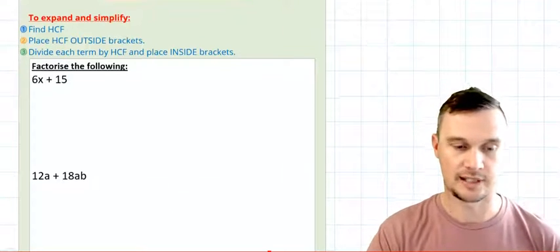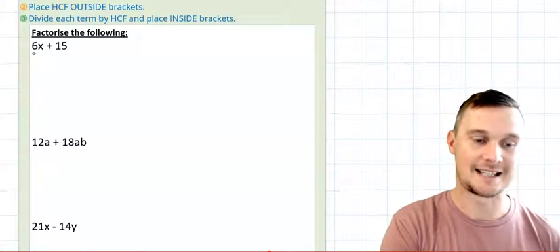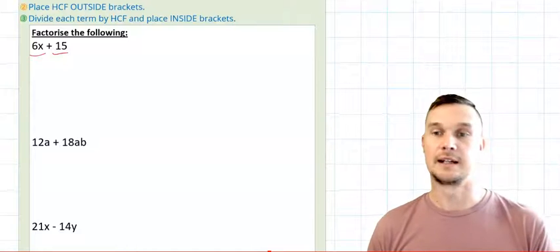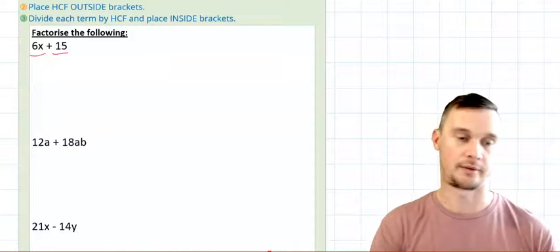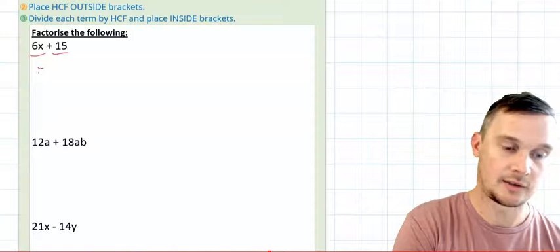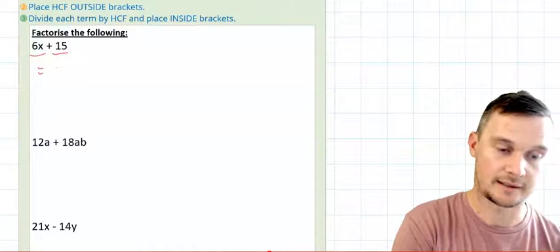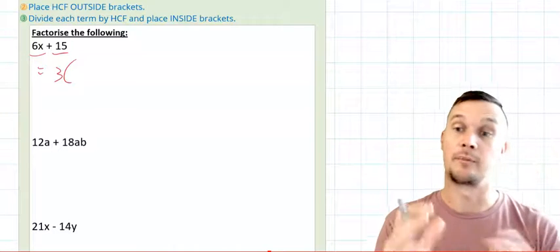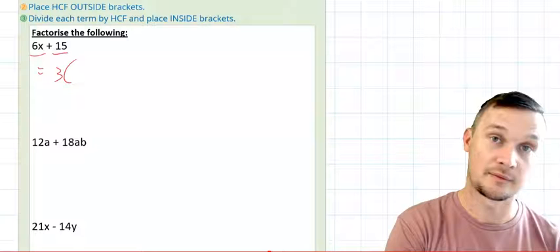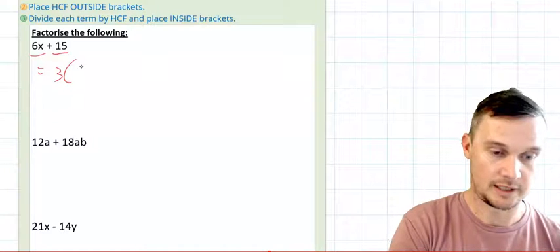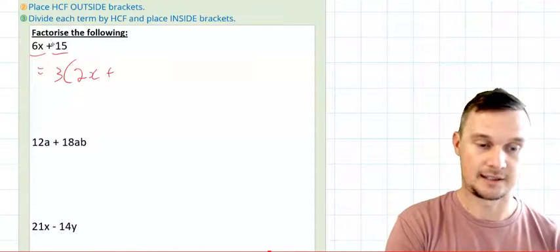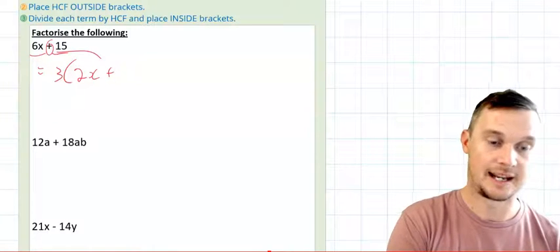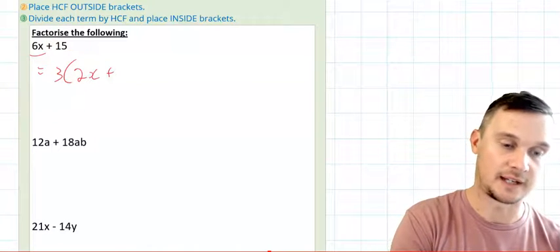So let's do some actual examples now. We've got 6x plus 15. Their highest common factor here will be 3. They can both be divided by 3. So the 3 goes on the outside of the brackets, and then I'm going to divide both terms by that number. So 6x divided by 3 will be 2x. Then plus, continue adding the plus in, and then how many times does 3 go into 15?